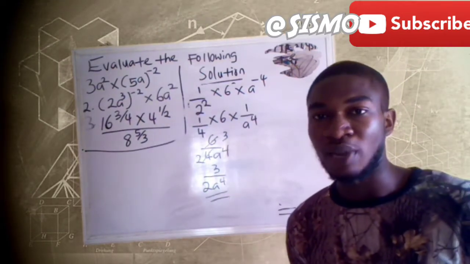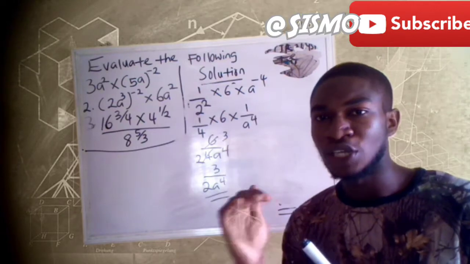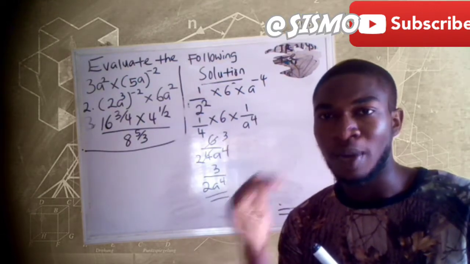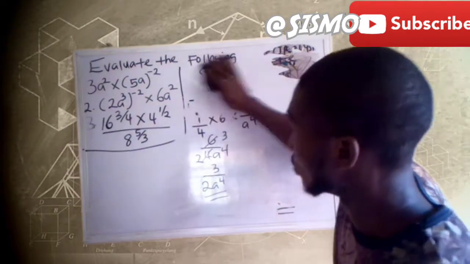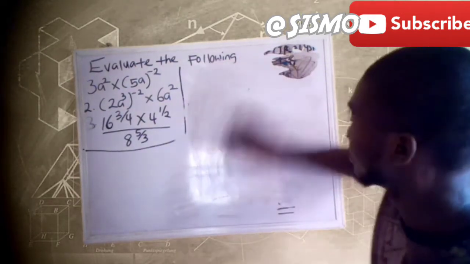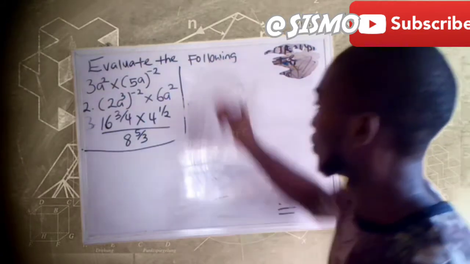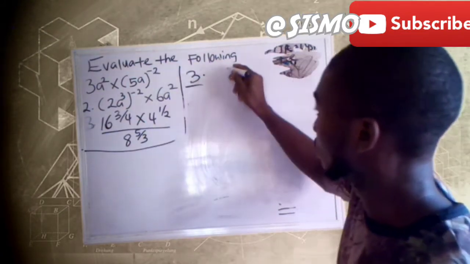So the same thing applies. We just apply the multiplication law, ensuring we take a step at a time. So that's just how we solve the second one. So let's go to the solution of number 3. So number 3 question, number 3 solution.